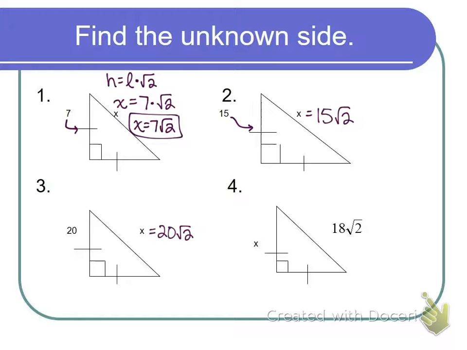Number 4, is it going to be the same type of problem? No, this time we are not looking for a hypotenuse. We are looking for a leg. So we can go back to that same formula, h equals L root 2. This time, what am I plugging in for h? 18 root 2. What am I plugging in for L? X. What do you think we need to do to get x alone? Divide by root 2. So the root 2's top and bottom will cancel out. So x equals 18.